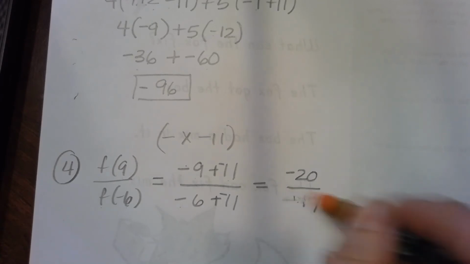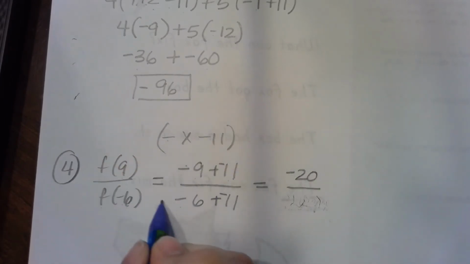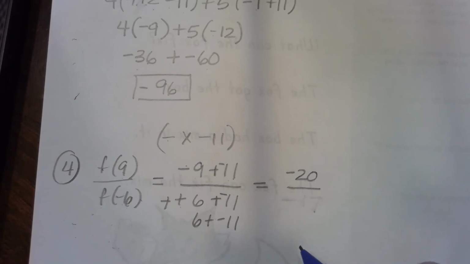Oh, you know what? I messed up. Hang on. Because this is a negative and this is also a negative, it's actually a double negative. So that's going to become 6 plus negative 11. So I'm actually left with a negative 5.